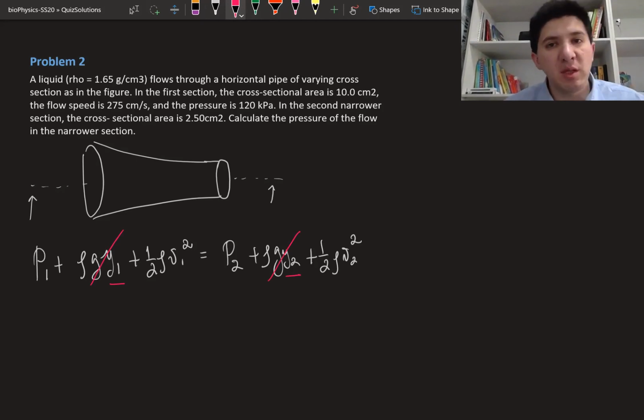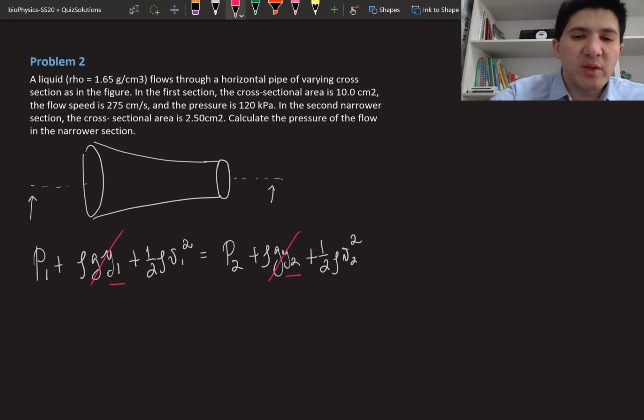For example, they might be 2 there, 2 there. You can just put them, if you put one of the terms to the other side, right? So the 1/2's are not going to cancel. So what we have to do is find P2, right? We are given everything else.